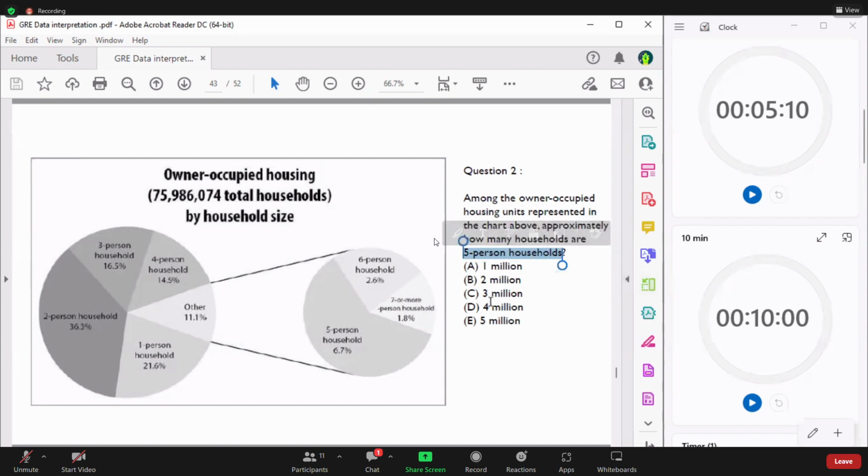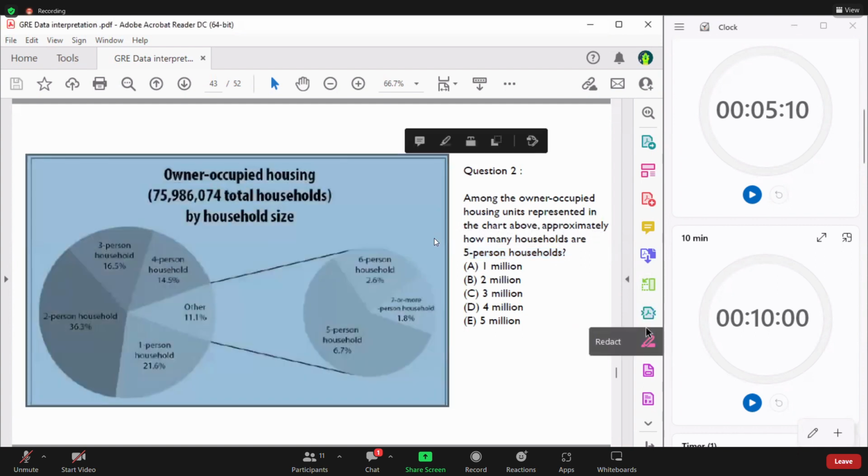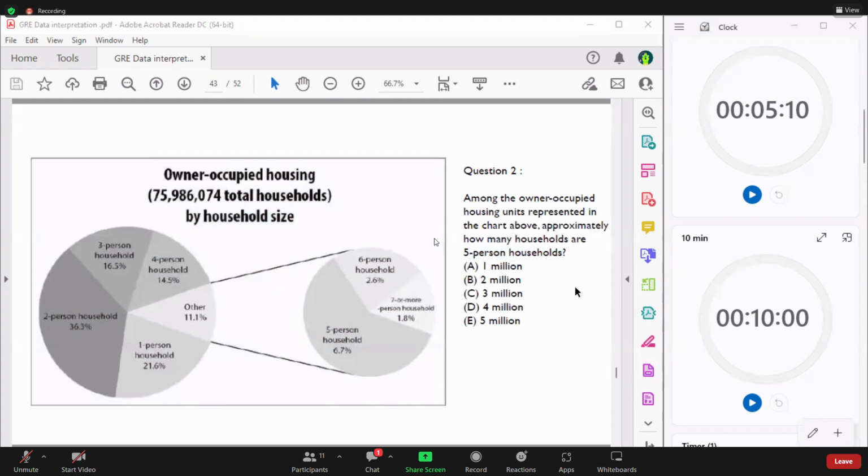Among the owner-occupied housing units represented in the chart above, approximately how many households are 5-person households? It says 6.7% households of this 75 million, right? So let's assume it to be 76. 6.7% of 76 is 0.067 times 76, so around 5 million. This is approximately 5 million 92,000. So 5 million is the answer.